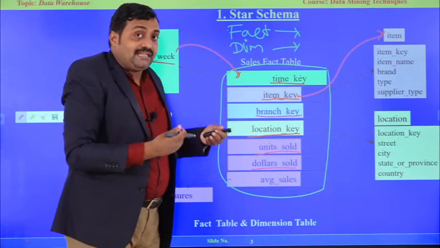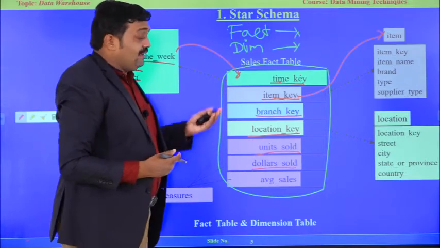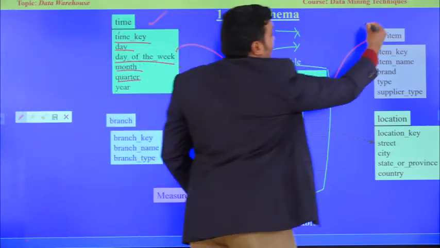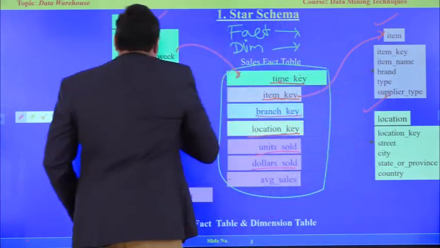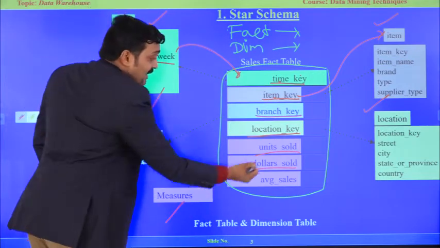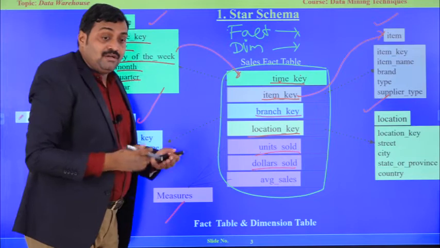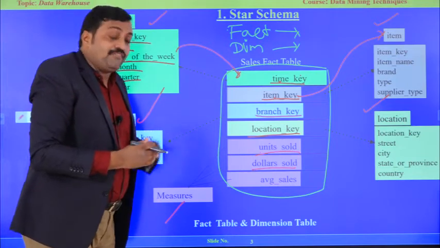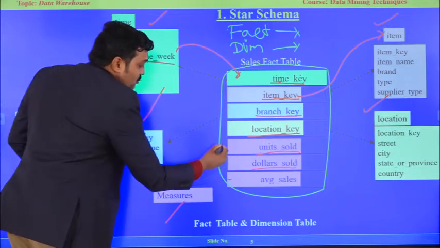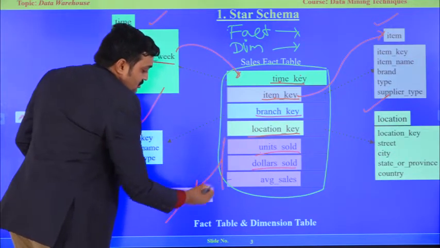As I said, I have taken the example of sales. So that's why we have the time table, item table, location table, branch table, and different measures. Measures are nothing but how many units, what quantity of items were sold out, what is the cost, what is the average sales. I am going to store these values.